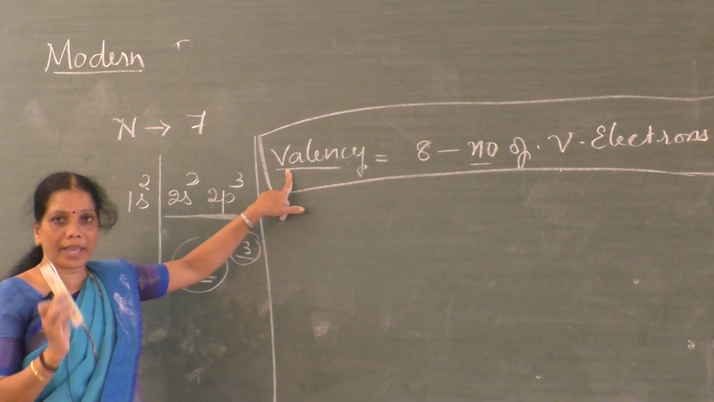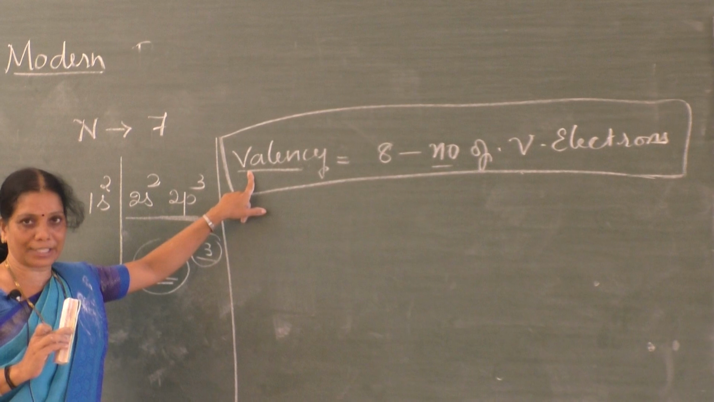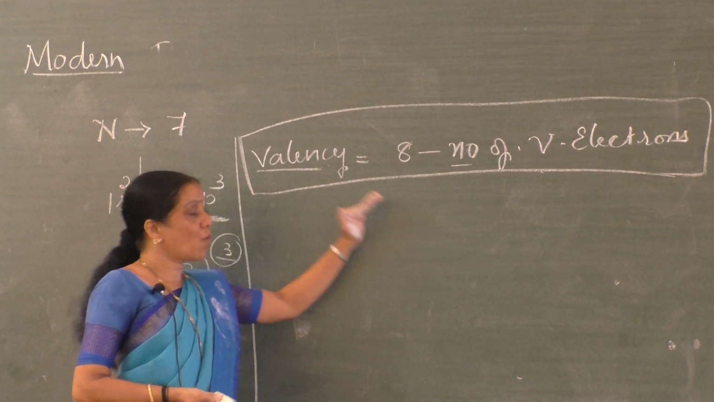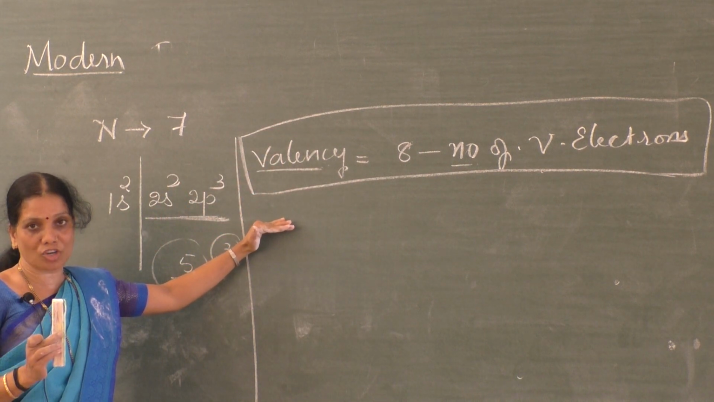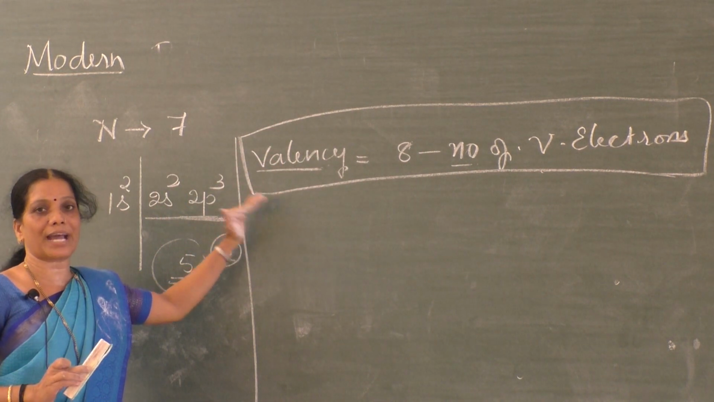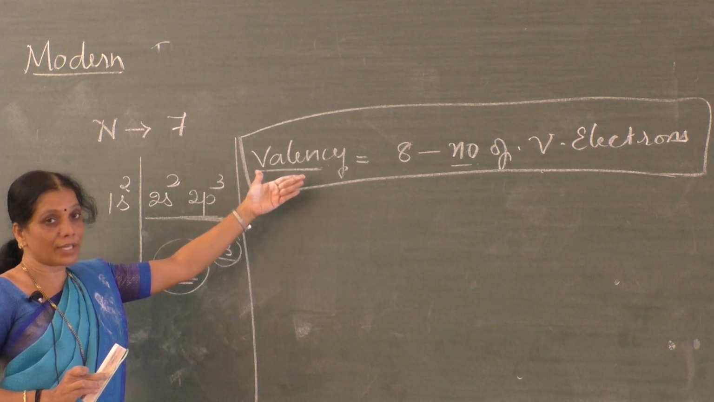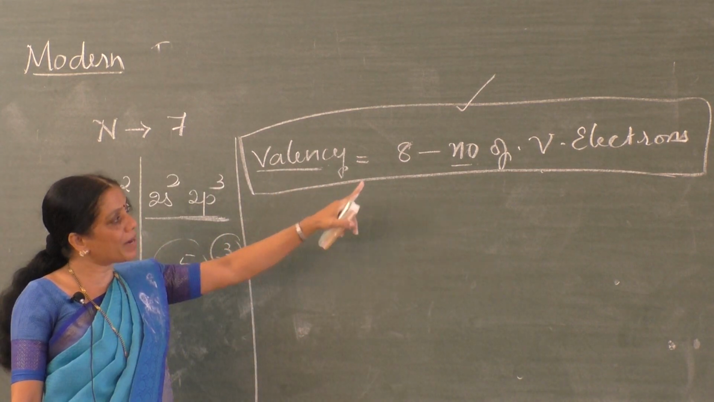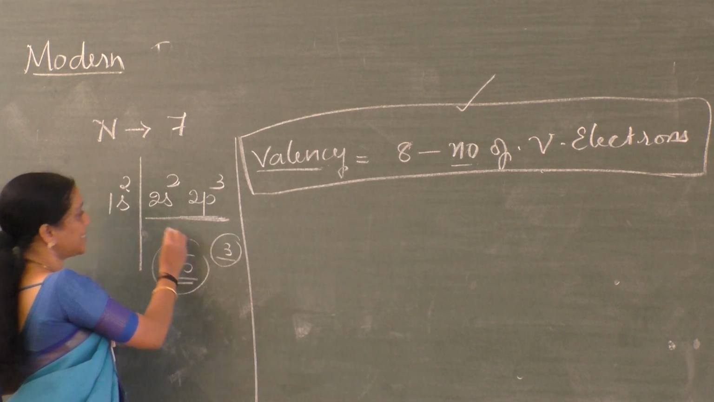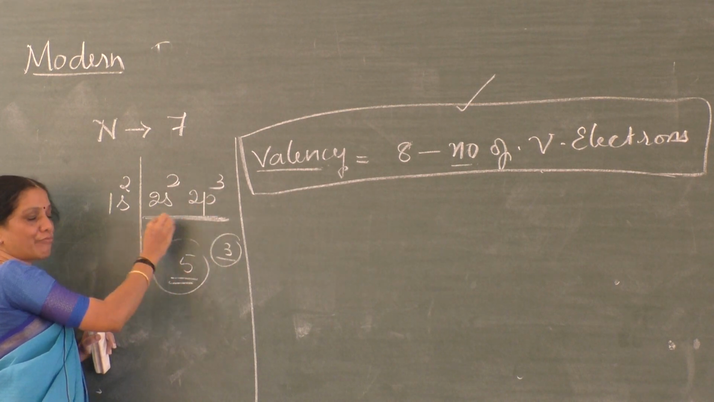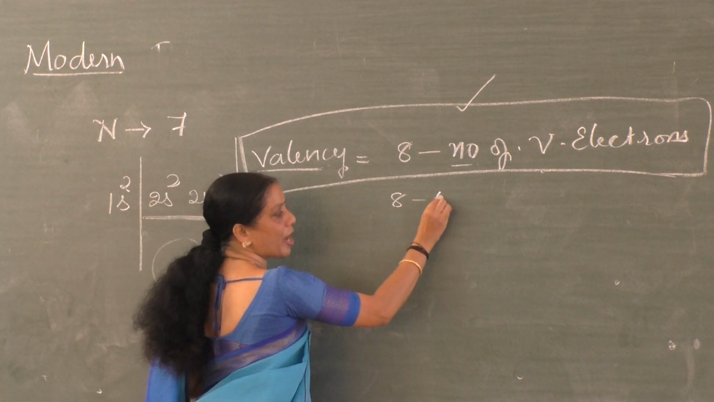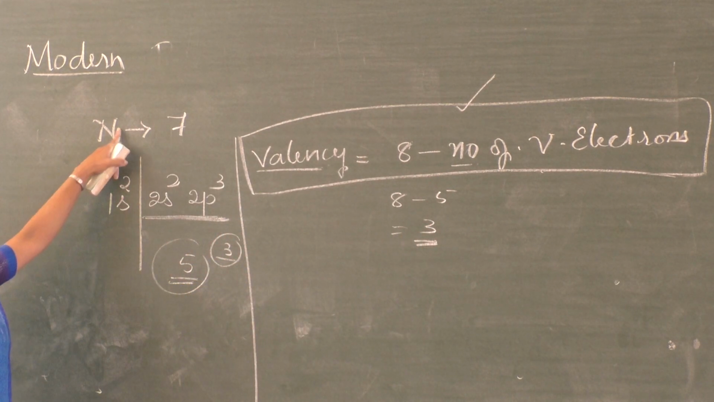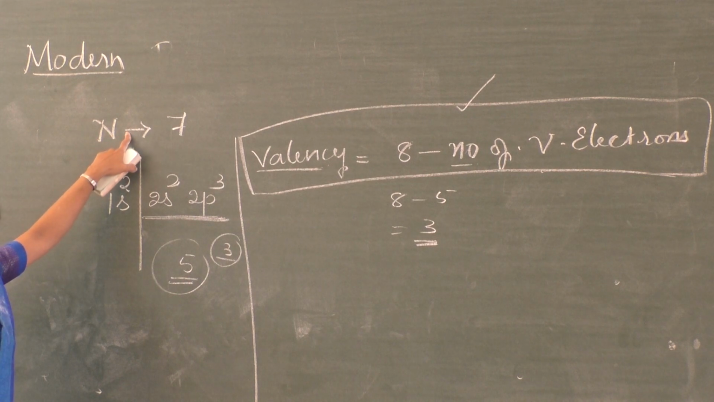If the number of valence electrons is more than 4, we have to use this formula. Up to 4, there is no difference: whatever the number of valence electrons, the same will be the valency of that element. If it is more than 4, we use valency is equal to 8 minus the number of valence electrons. Here the number of valence electrons is 5. 8 minus 5, how many will we get? 3. What is the valency of nitrogen? 3. Understood? The valency of nitrogen is 3.